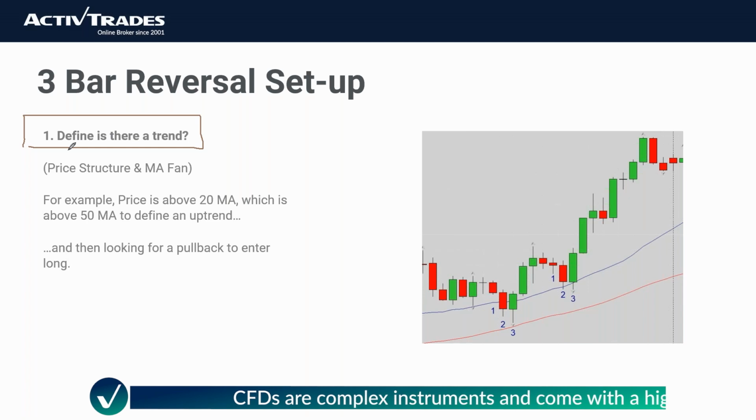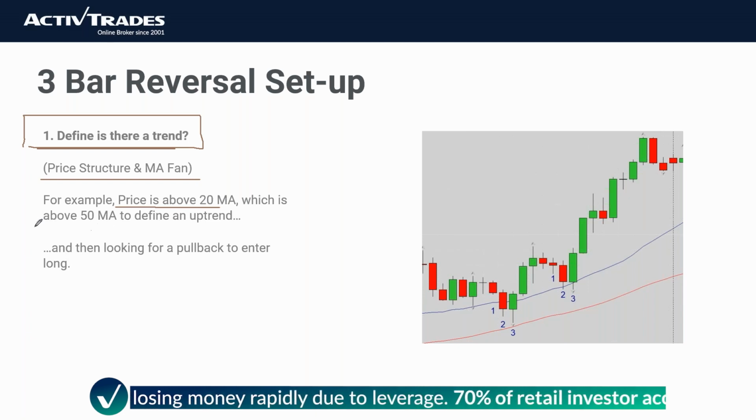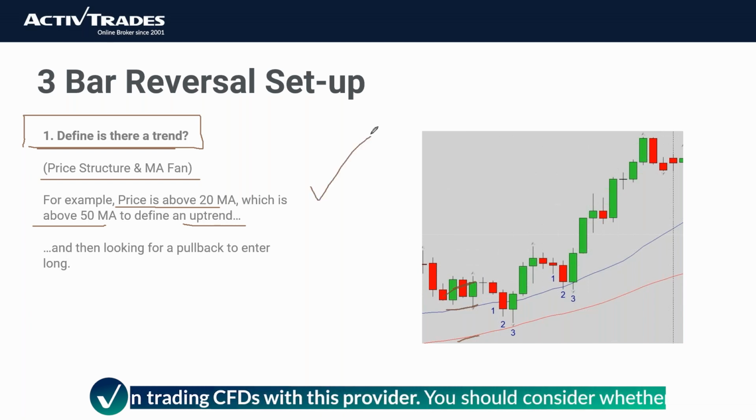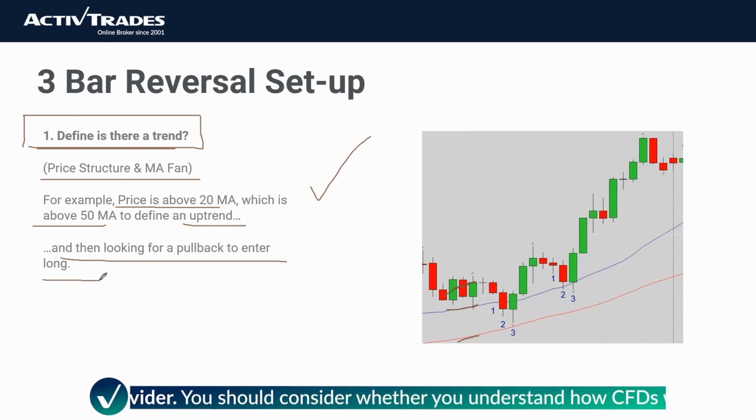The way we're going to define if there's a trend is just using price structure and a moving average fan. What I mean by that is that we want to see price above the 20-period moving average, which is above the 50-period moving average, to define an uptrend. So as I said earlier, price above the blue 20, which is above the blue 50. That gives us a bullish filter, so we'll be looking to be a buyer, and we're looking to be a buyer on a pullback to enter long.